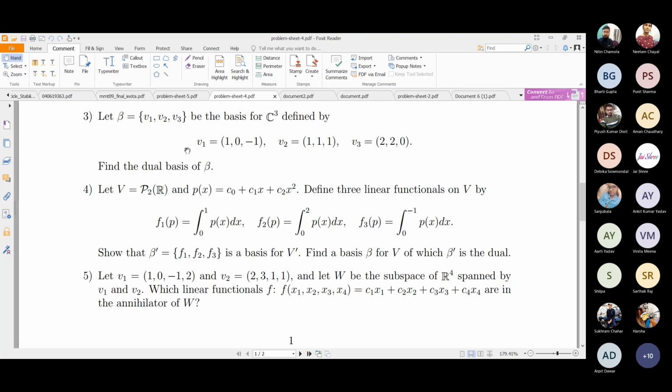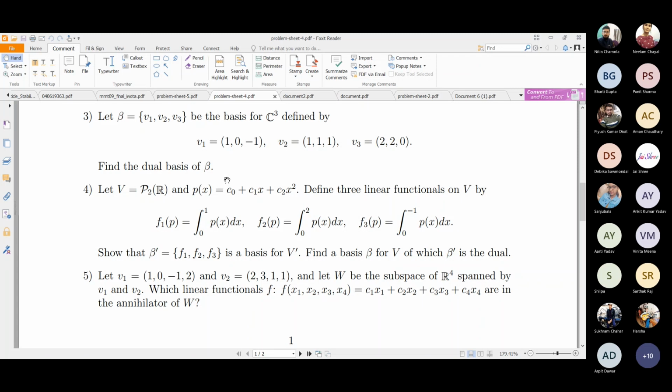So how will you do this question? This question says it has a basis. This basis beta is given as V1, V2, V3, a basis for the vector space C3, where V1, V2, V3 are defined in this way, and you have to find a dual basis. So what do I mean by a dual basis? Can anyone please quickly recall that?